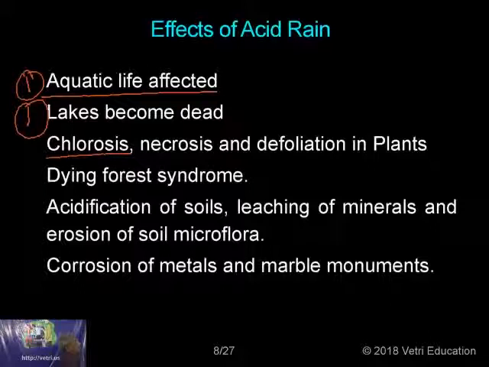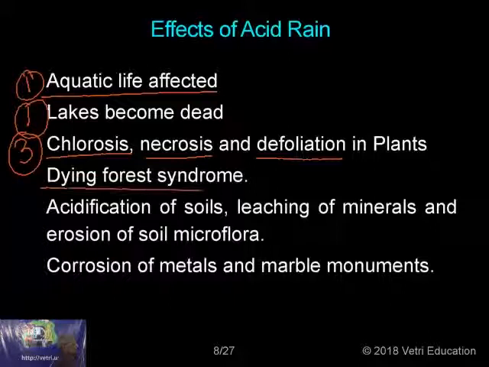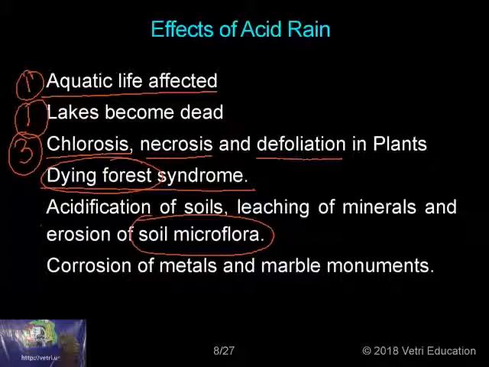Chlorosis, the loss of chlorophyll. Necrosis, death of the leaf. Defoliation, the falling of the leaves in the plants. So these are some of the problems related to plants because of acidic rain. Dying forest syndrome. See, the forests are dying. Acidification of soil, leaching of minerals, and erosion of soil microflora are very important. It is these soil microflora which are very important for agriculture. If the soil microflora are not there, then you can't even imagine agriculture. It is these soil microflora which contribute to the good amount of crop that we get by agriculture. So they are getting eroded.